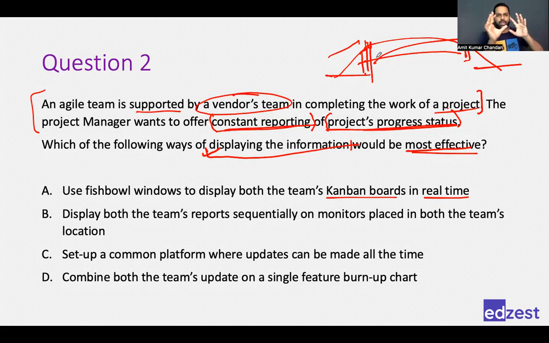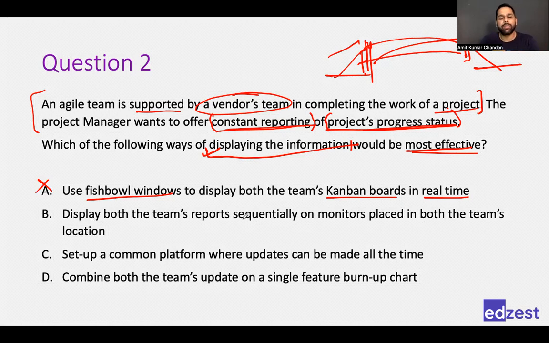Now just imagine you are doing this for collaboration, and instead of collaboration, you are displaying the information there on the monitor. It's of no use, right? Actually, then you don't need to use fishbowl windows for that. And hence, this will not be a good choice. Then we go to B.